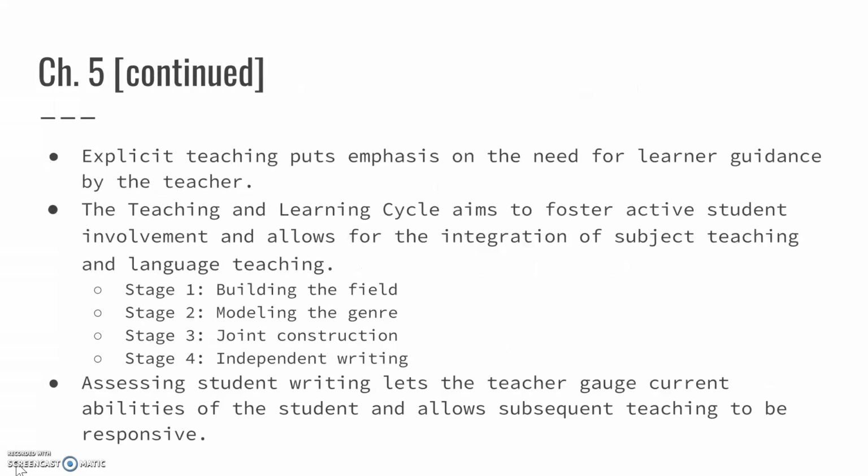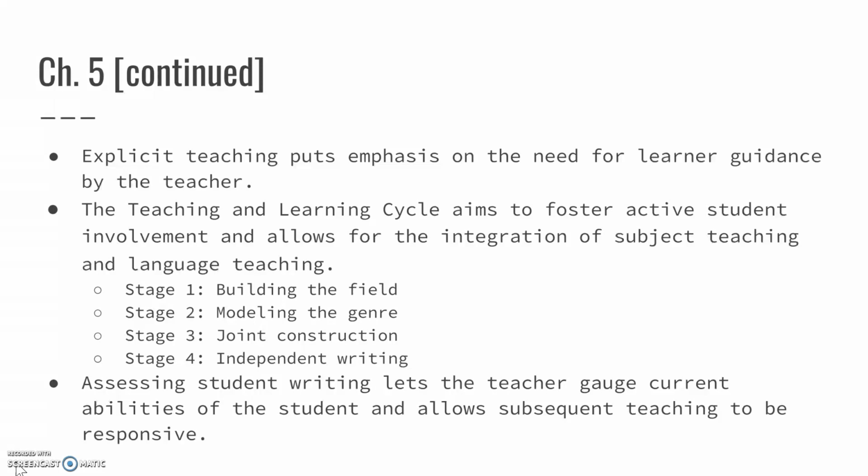So continuing on with Chapter 5, next we talk about explicit teaching, which puts emphasis on the need for learner guidance by the teacher. And this explicit teaching is related to real-life use so that understanding about language is developed in the context of the actual language use. And in order to practice explicit teaching, we talked about the teaching and learning cycle, which aims to foster active student involvement and allows for the integration of subject teaching and language teaching.